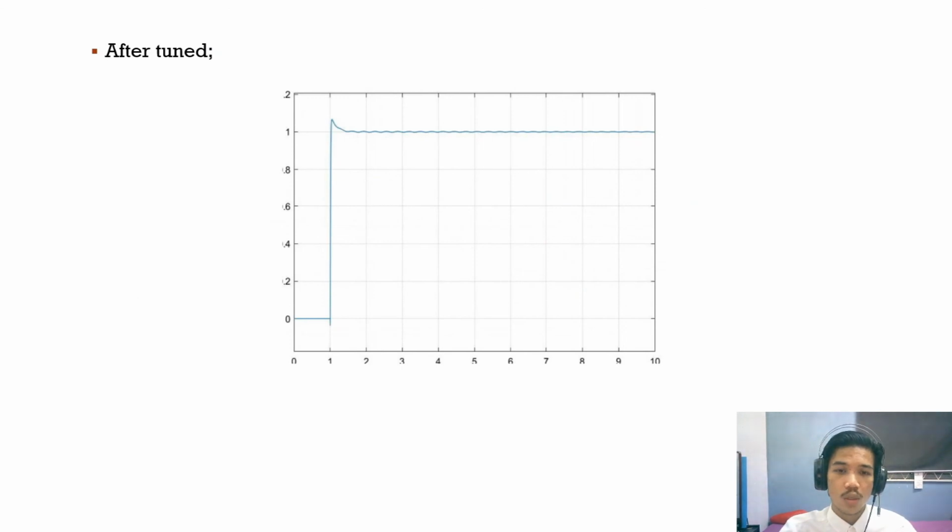After we tune, we get the graph, as you can see from the figure below. That is the graph after we input the P as 1 on the P controller, and this is the last result. So that's all from me. Thank you.